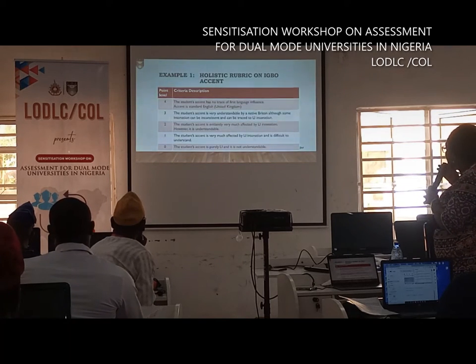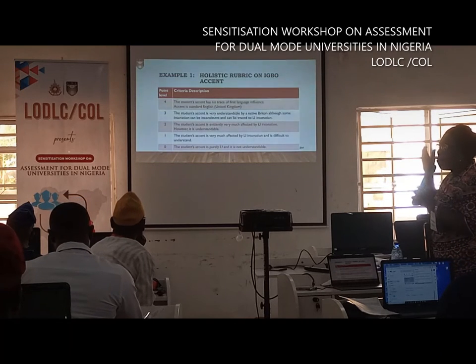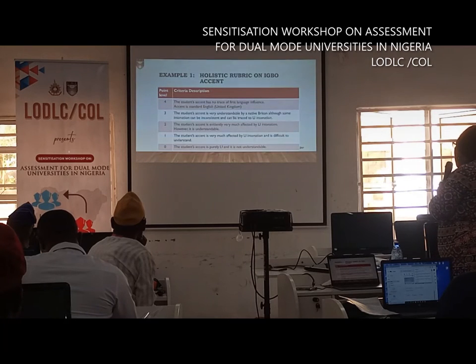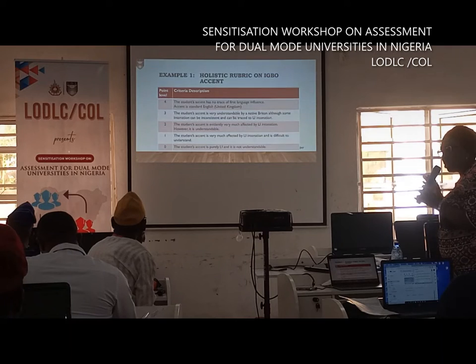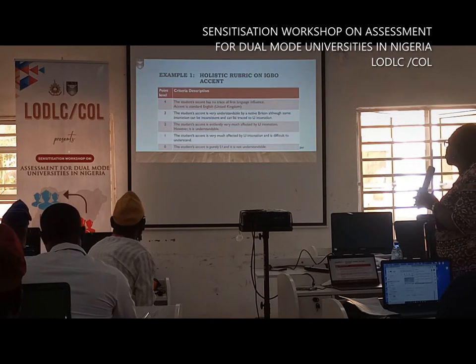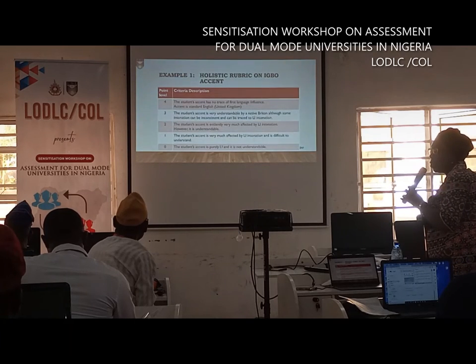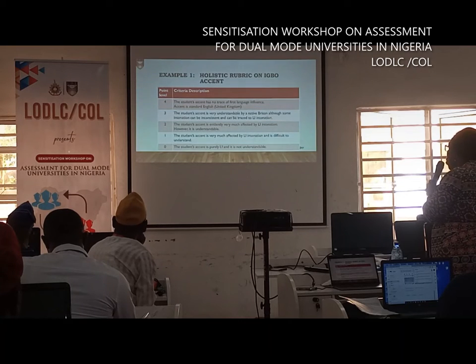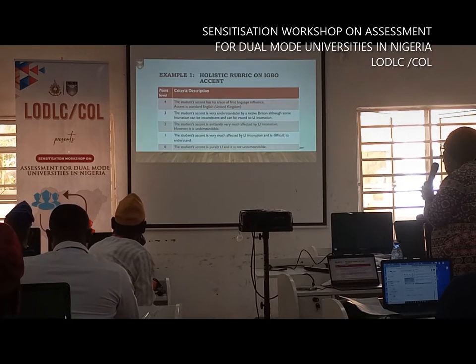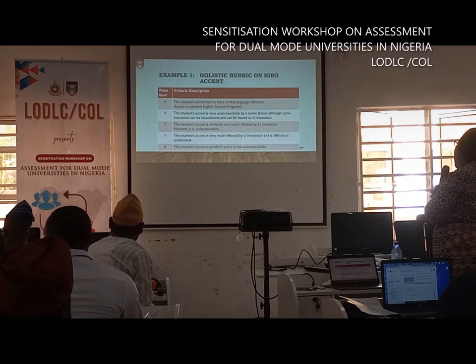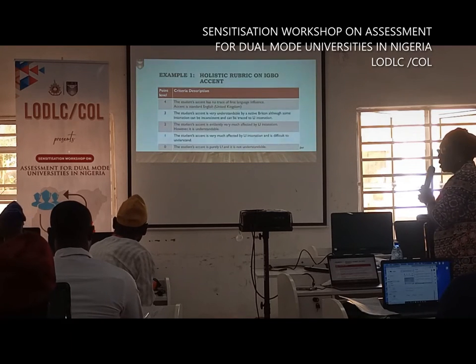In this particular rubric, we are assessing how the second language is affecting the students' spoken English compared with the accepted English standard for the first language. The student's accent has no trace of first language influence. Accent is standard English. If it is so, we score the student 4 points. 3: the student's accent is very acceptable to a native speaker, although some intonation can be inconsistent and can be traced to L1 intonation. We score 3, because this person is better than the person who has scored 2. 2 points: the student has been very much affected by L1 intonation. However, it is understandable.